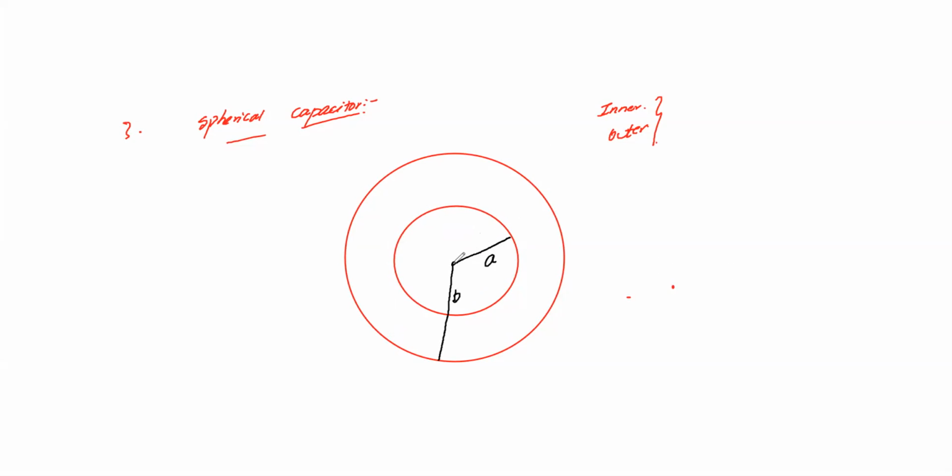We already know that inside the conductors the electric field E is equal to 0. So for the conductors, electric field E is equal to 0.